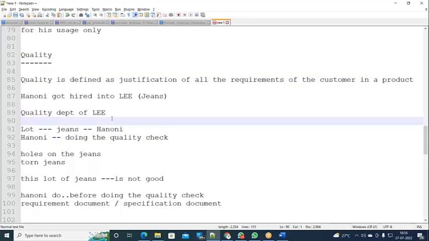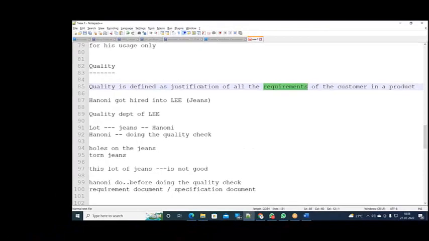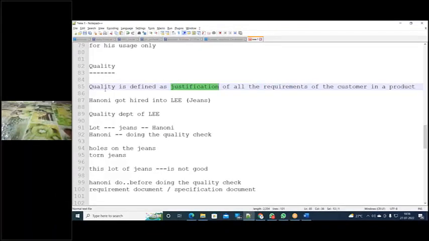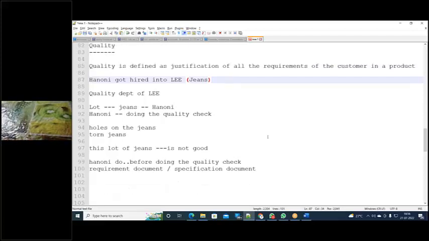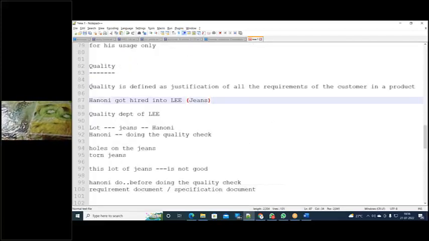Not what I think, not what people think. What is there as per the requirements? You understand that, you do your quality check accordingly, then you are doing the full justification to it, and then you are living up to this definition: quality is defined as a justification of all the requirements given to us by the client, or the customer. Are we absolutely clear with the definition of quality, guys?